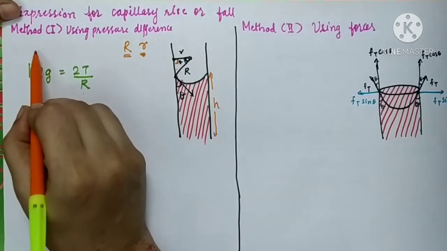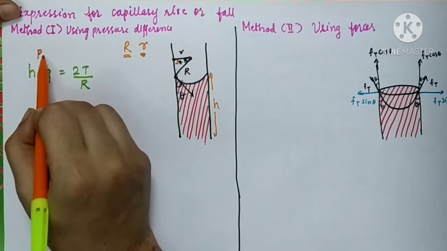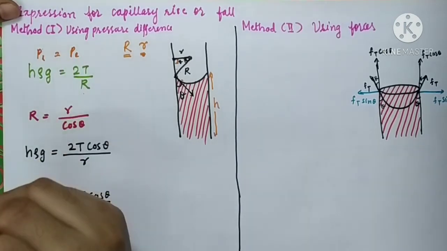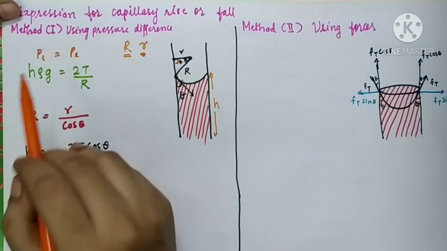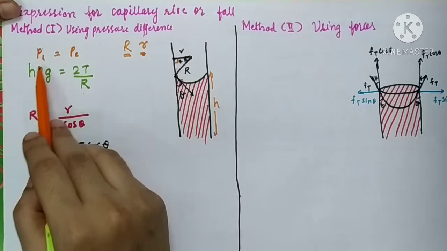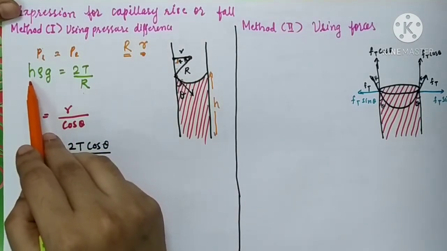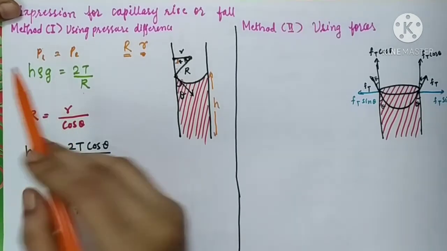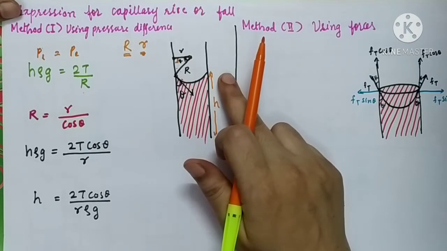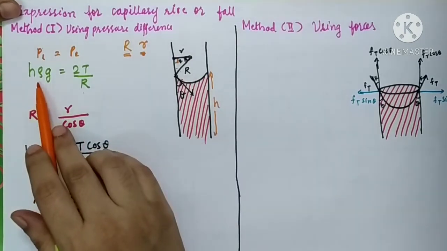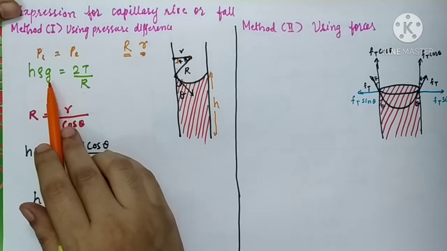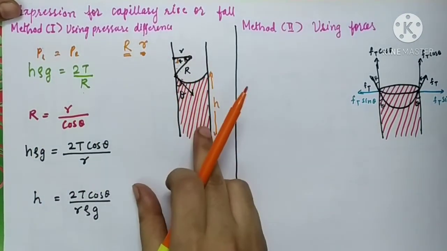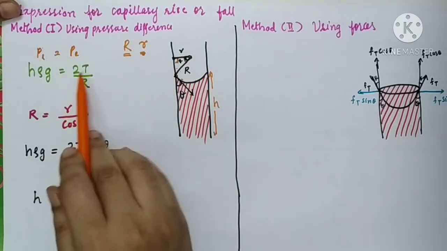So here the pressure of a liquid column is exactly equal to the excess pressure of the liquid meniscus. Here we have written the formula for the liquid column. It is h rho g, where h is the height the liquid rises in a capillary tube, rho is the density of the liquid, and g is the acceleration due to gravity of the place where we are conducting this experiment, which is equal to 2T upon R.